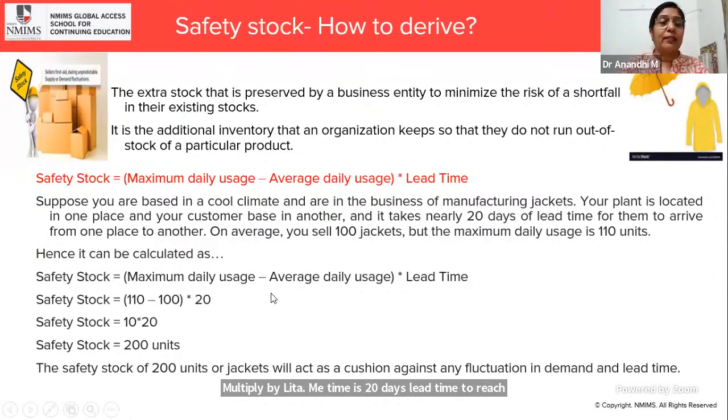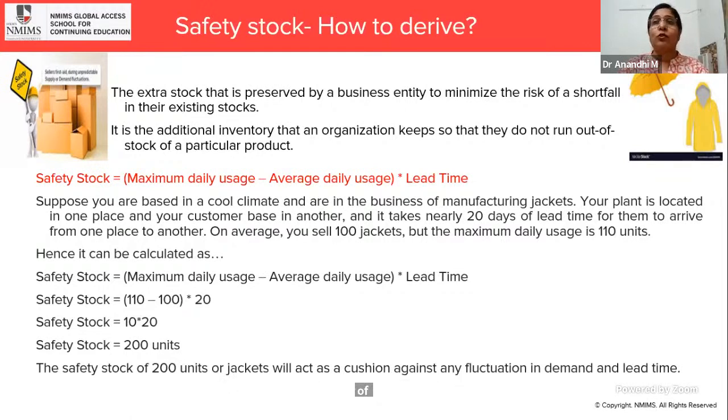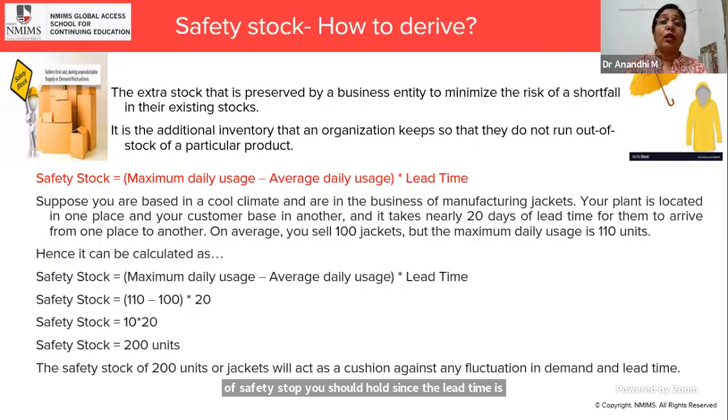So multiply that, 10 into 20 is 200 units. So 200 units of safety stock you should hold, since the lead time is going to be 20 days. Okay. Then when you should place an order, how frequently you should place an order, I will tell you later in the next workout. But this is the safety stock calculation. So 200 units of jackets.